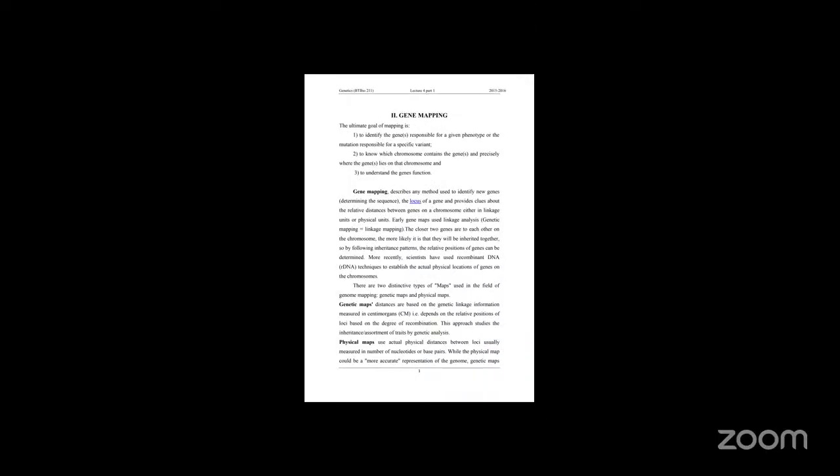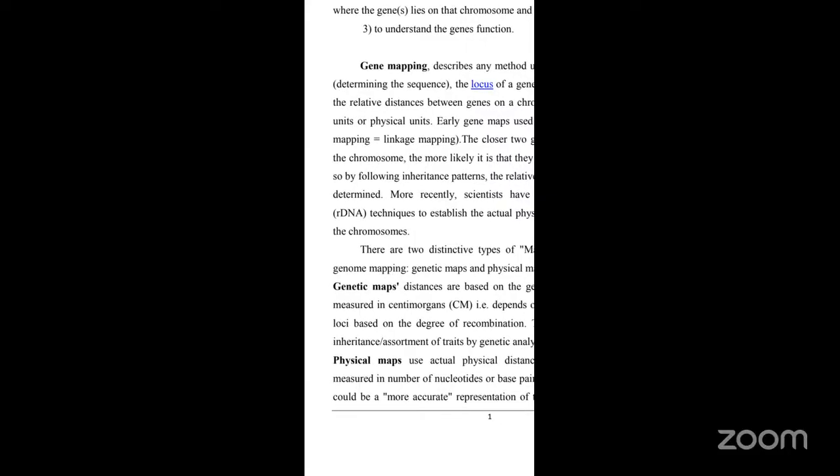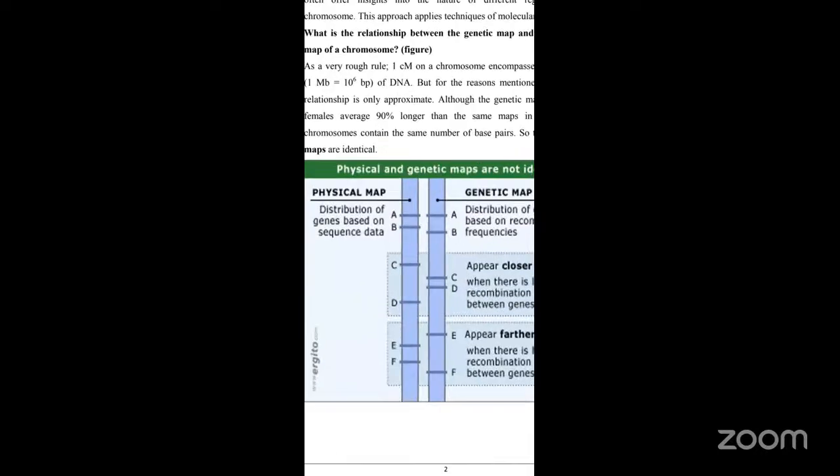Now, genetic maps are the maps which are measured in centimorgans. Remember that. And physical maps are nothing but the physical distances which are measured in terms of nucleotides or base pairs. This is the difference between the physical and the genetic map. The physical map and the genetic map are not the same.